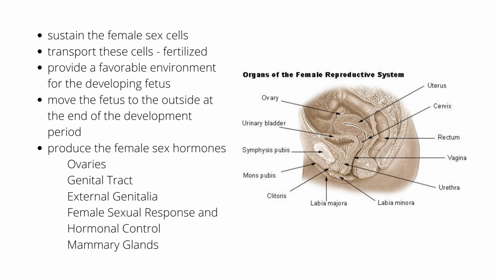developing fetus. They move the fetus to the outside at the end of its development period, and also they produce the female sex hormones. The ovaries, fallopian tubes, uterus, vagina, accessory glands, and external genital organs are all part of the female reproductive system.